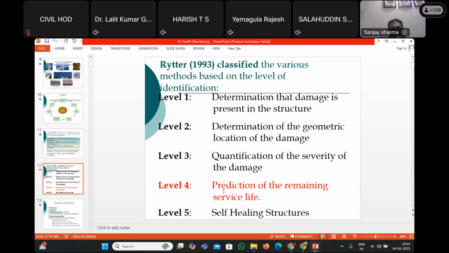So you can see there are various methods based on your level of identification. You can say level 1, level 2, level 3. Level 1 is the determination that damage is present in the structure. Then level 2 is the determination of the geometric location of the damage, then quantification, and then prediction of the remaining service life and whether self-healing can take place or not.